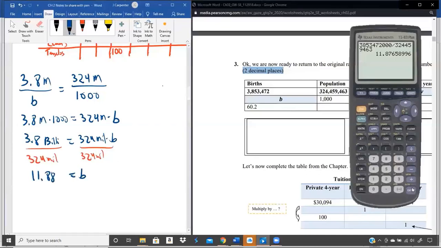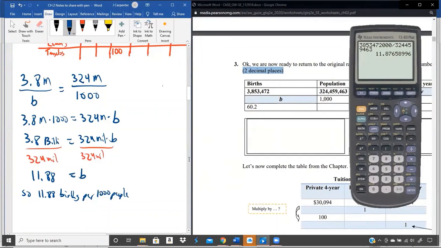Don't forget, in quantitative reasoning, make sure you understand what exactly you're answering. Don't just give this number. This is not the answer. The answer is 11.88 births, because that's where we were, births, and it's based on a population of 1,000 people, per 1,000 people. That's what that number means. It's 3.8 million births for 324 million in population. It's about 12 births per 1,000 people in population.